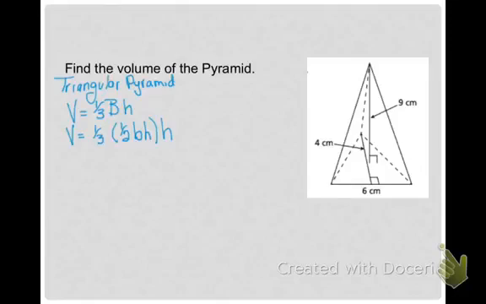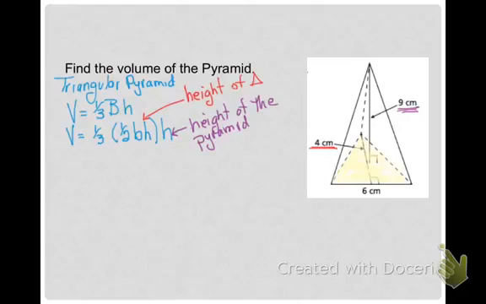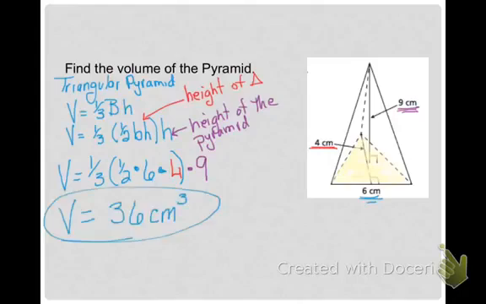Now, remember, our first h is the height of our triangle in the base, and the second h is the height of our pyramid. So, volume equals 1/3 the area of the base, which is 1/2 times base, which is 6, times the height of the triangle, which is 4. The whole thing times the height of the pyramid, which is 9. Plug that in your calculator, and you get the volume of this pyramid is 36 centimeters cubed. Again, volume is always in cubic units.